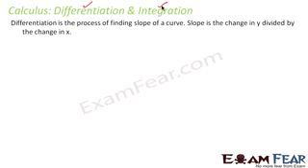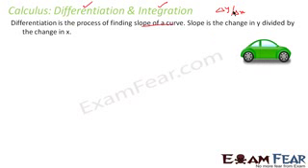Differentiation is nothing but the process of finding the slope of a curve. If you have a curve and you want to find the slope, you can use differentiation. And what is slope? Slope is nothing but change in y with respect to change in x. For example, if you have a car moving, you go out somewhere and the car moves.